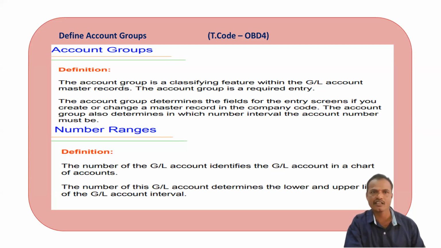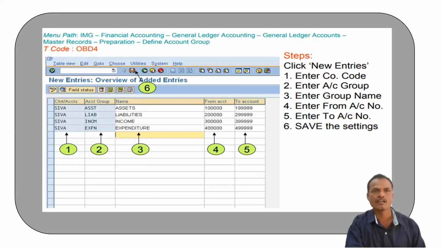If you create or change a master record in the company code, the account group also determines in which number interval the account number must be. For that number range also, the number of a GL account identifies the GL account in a chart of accounts. The number of this GL account determines the lower and upper limit of the GL intervals. For that, define account group. Like this, we have to define the account group.